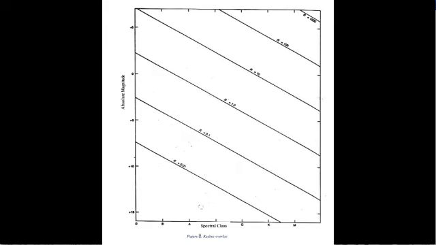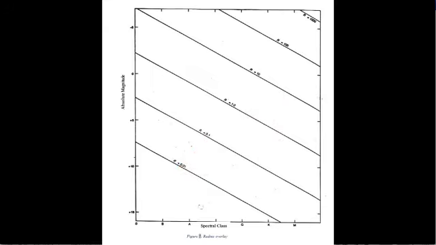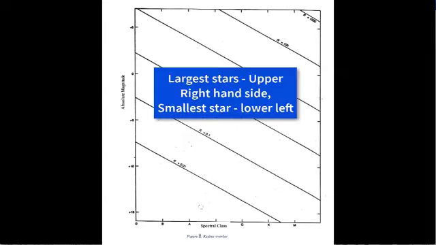Looking at the lines of equal radius, we see a trend of lower left to upper right. That means that both vertical and horizontal components of the size are important. The answer to the question of where the largest are found, therefore, is the upper right.